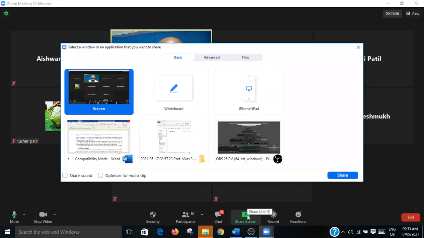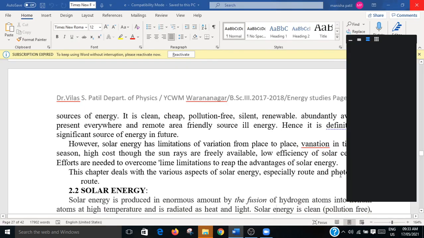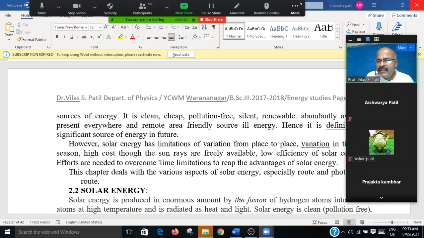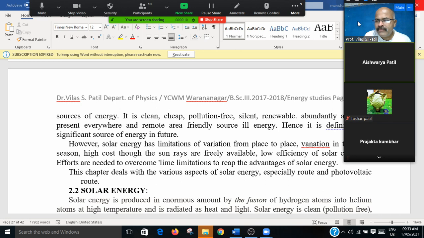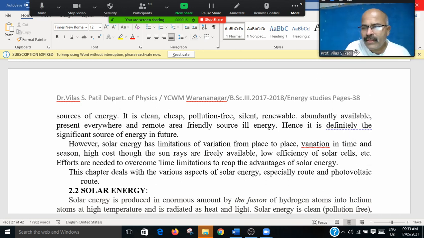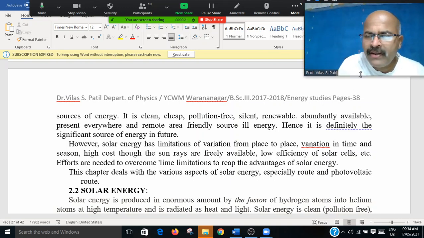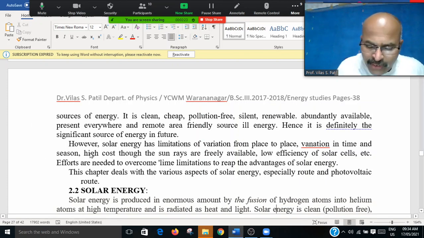Yes, I am going to again share this screen. Yes, yes, okay. Aishwarya, the screen is shared well. Yes, sir. Okay. Friends, the screen is visible. Okay.